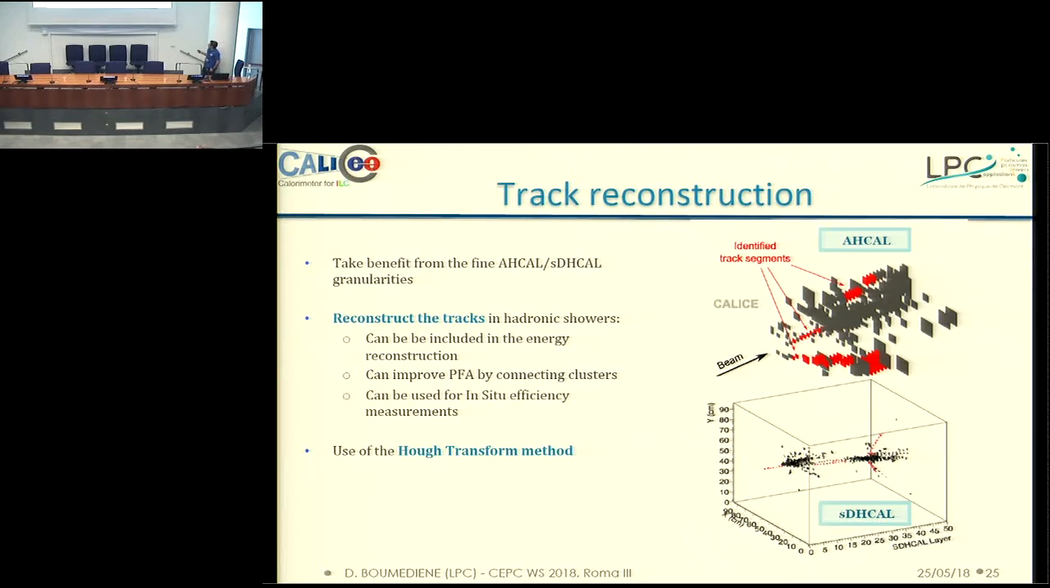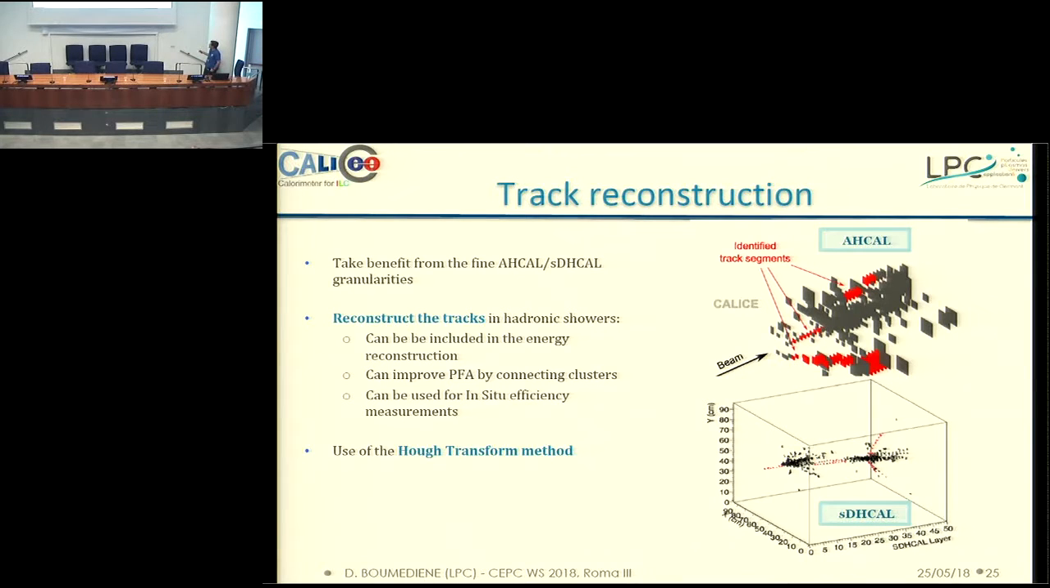One thing that was done is to identify the tracks inside the hadronic showers. You see here with an HCAL event and here an HCAL event. You want to do this for several reasons. This is very useful for the particle flow.